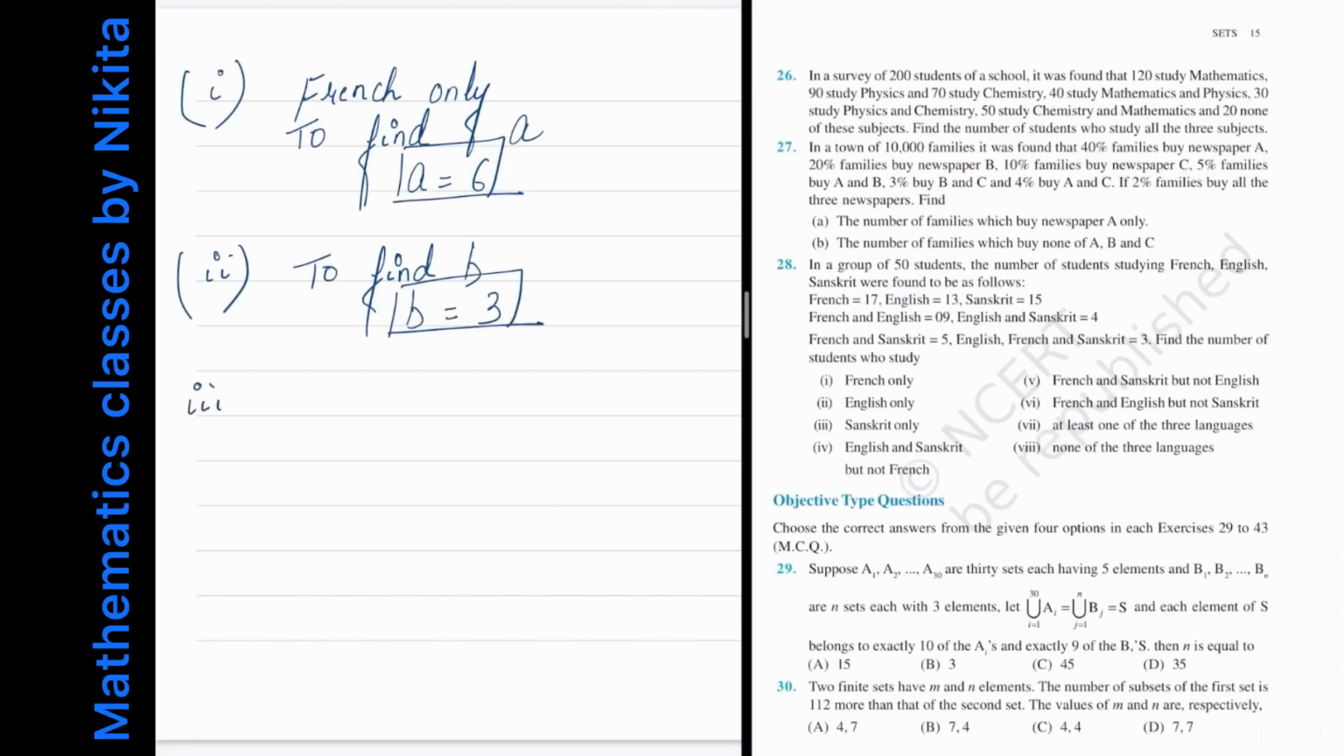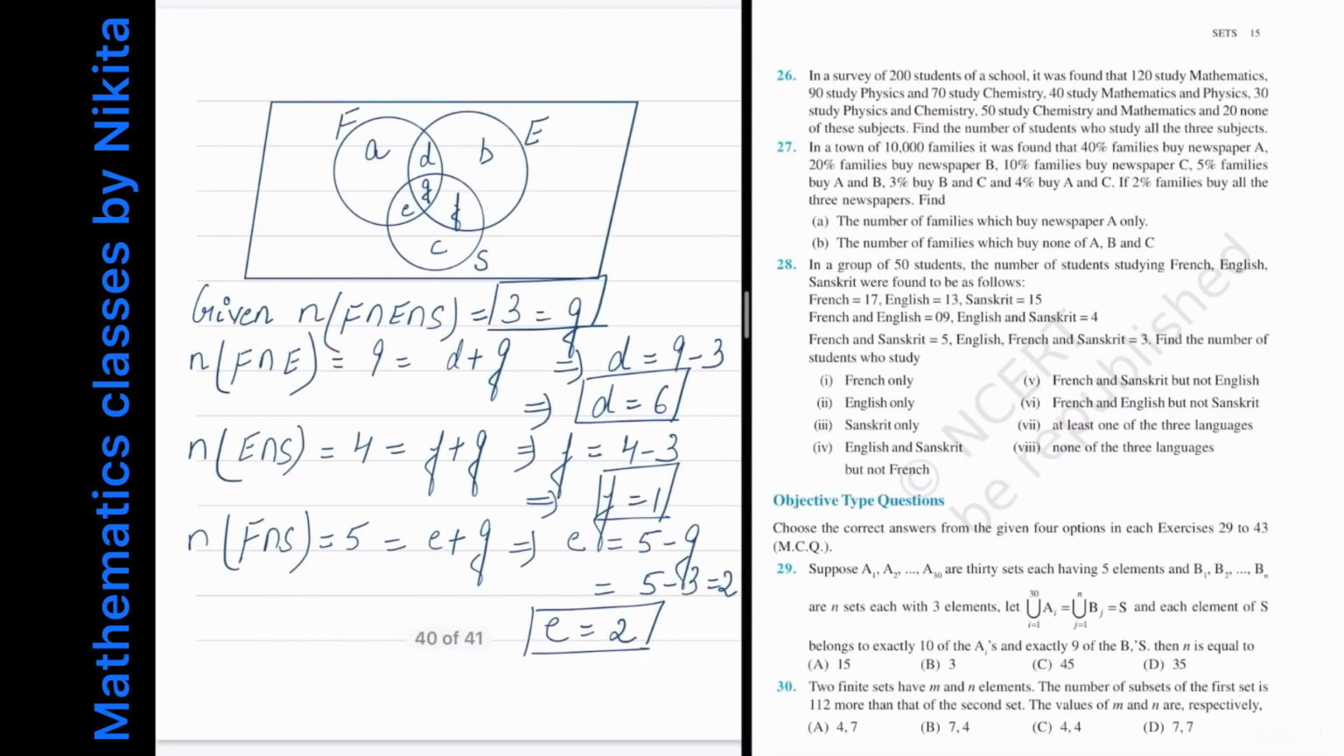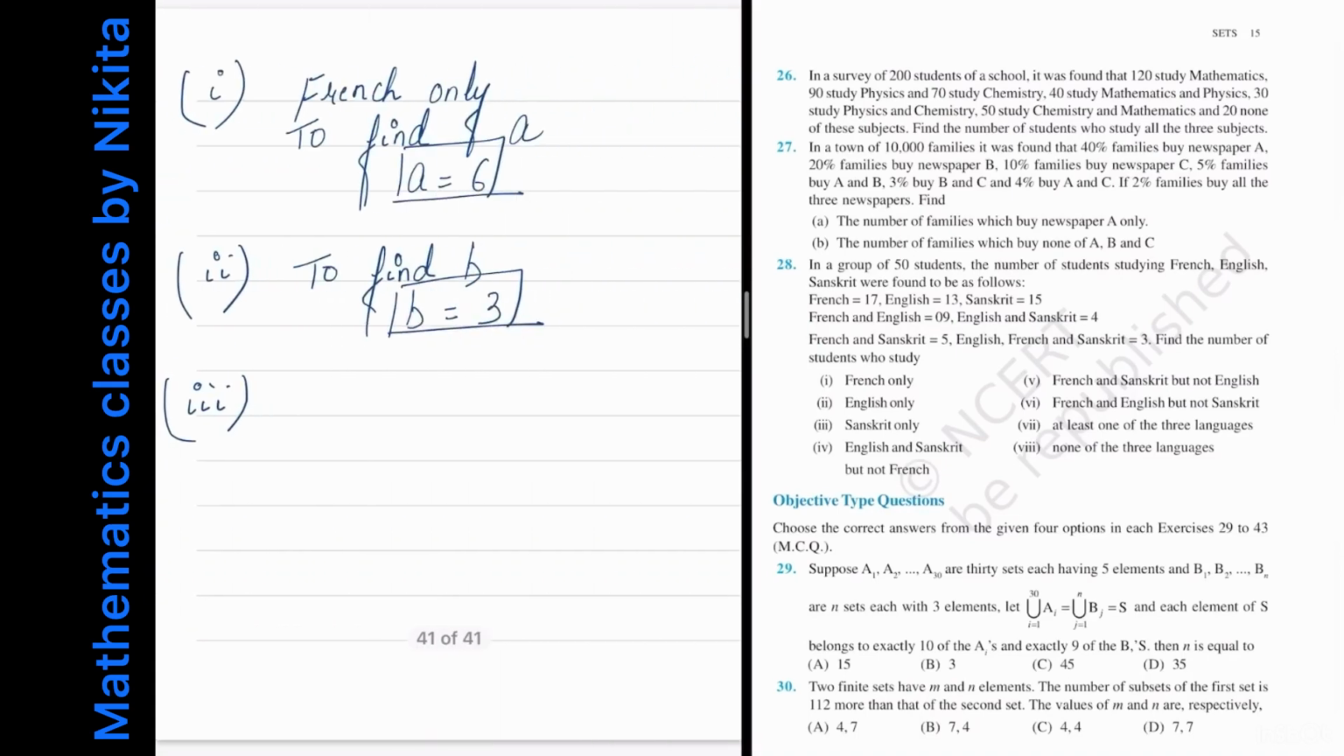Now in the third part you have to find Sanskrit only. So Sanskrit only means you have to find C only, this portion. This is C only. So therefore C only means C means 9. So therefore we have to find C, and C is equal to 9.